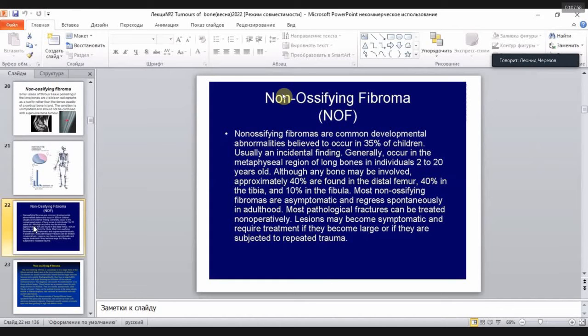Most non-ossifying fibromas are asymptomatic and regress spontaneously in adulthood. Most pathological fractures can be treated non-operatively. Lesions may become symptomatic and require treatment if they become large or if they are subjected to repeated trauma.